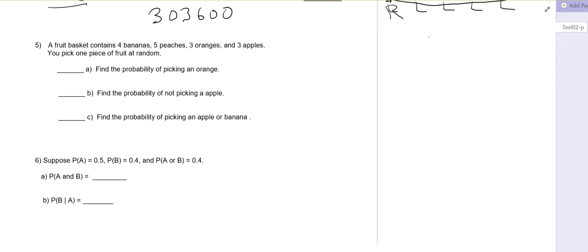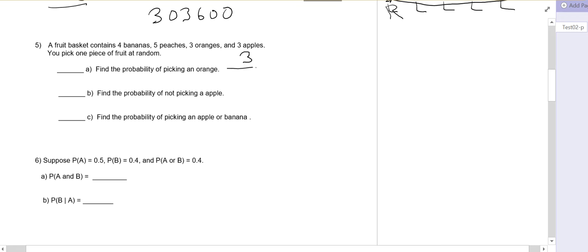In other words, if you can count your way through probability, that's probably what you should be doing. So, I know how many ways I can pick an orange. 3. I know how many ways I can do anything. 5, 8, 11. So, the probability of picking an orange, 3 out of 11.